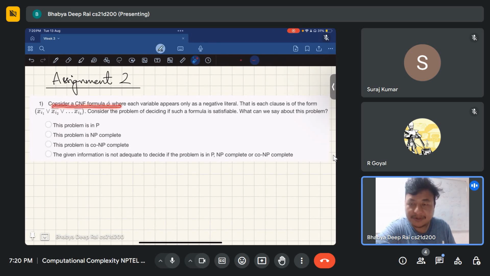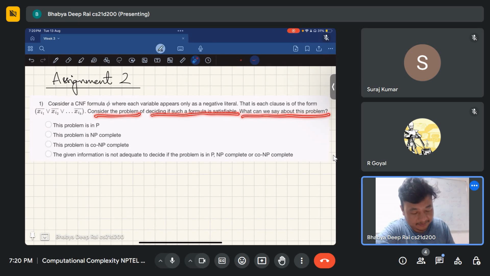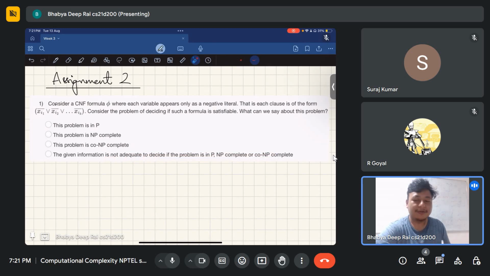So consider a CNF formula phi where each variable appears only as a negative literal. That is, each clause is of the form x_i1 bar, x_i2 bar, and so on. These are called negative literals. They are in the complemented form. You cannot have a positive literal. For example, x_i1 is not possible because there is no complement sign. That would be a positive literal. This is all negative literals. Each clause has negative literals. Consider the problem of deciding if such a formula is satisfiable. What can we say about this problem? Is it NP? Is it NP complete? Is it co-NP complete, and so on? Not enough information.